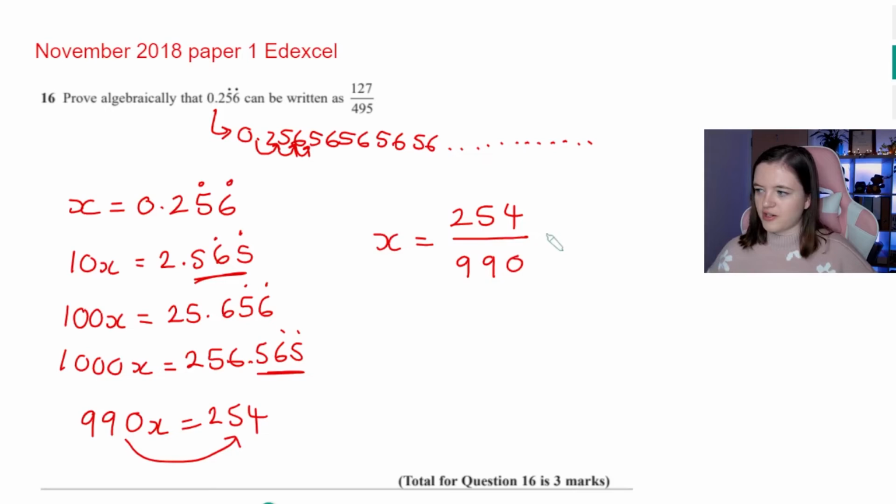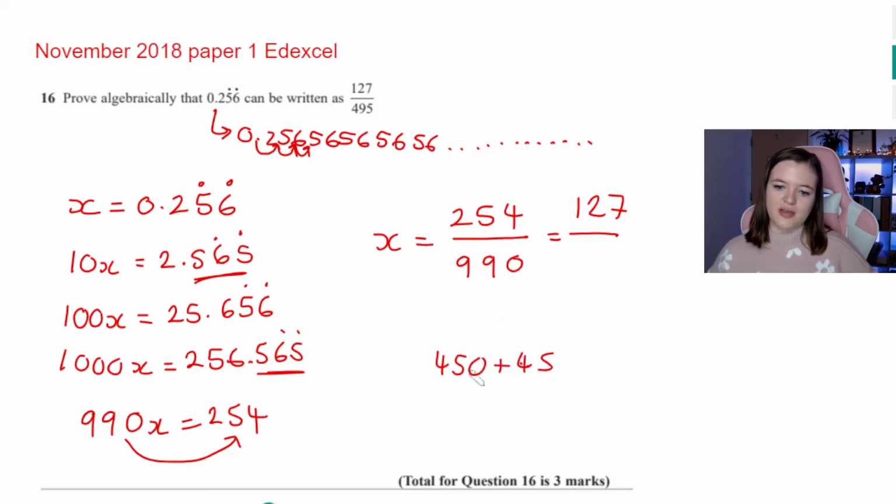So let's halve the fraction and we get 127, and then 54 is 27. And then half of 990, well, half of 900 is 450. Then half of 90, that's 45. Add those together, it's 495. Would you look at that?